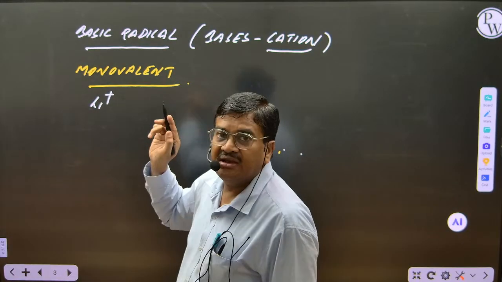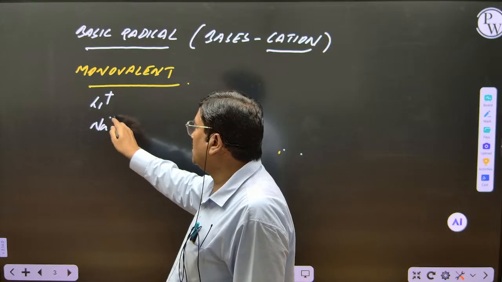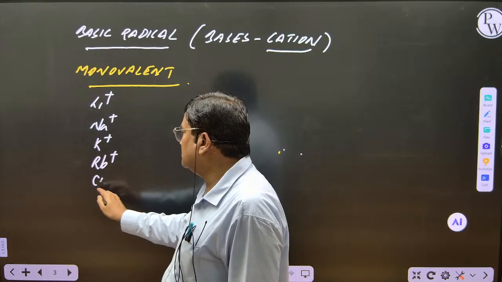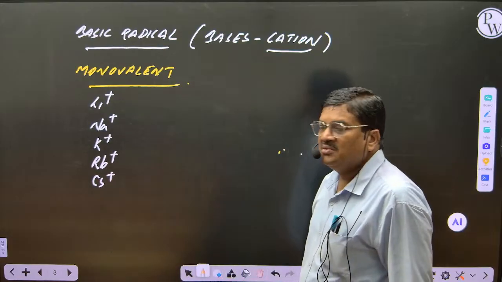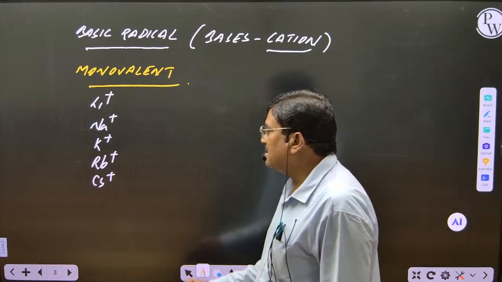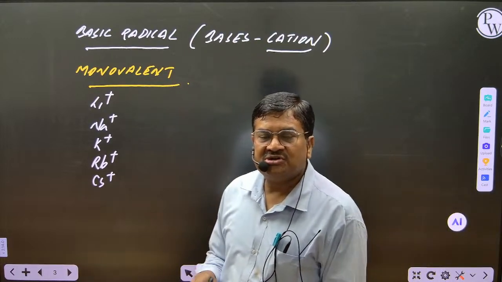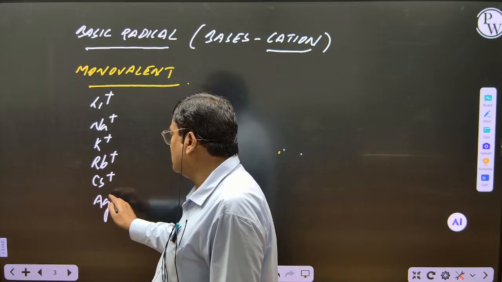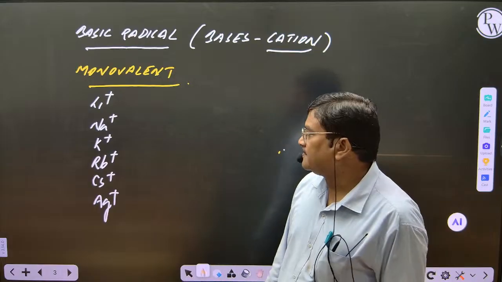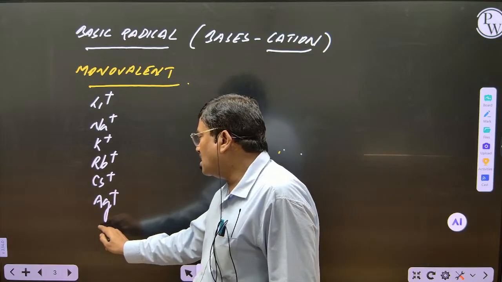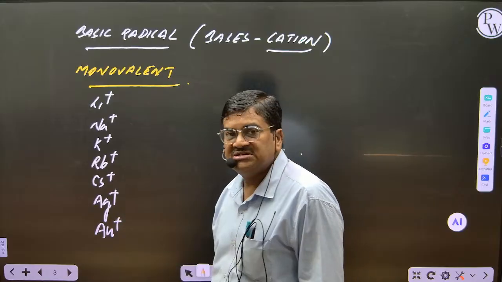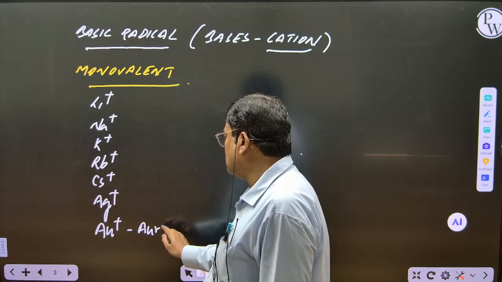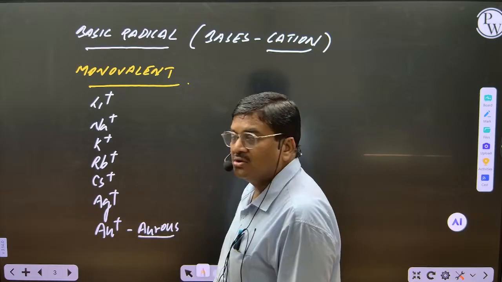In 10th standard you must study lithium. Lithium valence is 1. Sodium, potassium, rubidium, cesium. These are all monovalent. And you know silver, D block element. Lower will be us, higher will be ic. This is silver. Silver valency 1. And I am continuing with Aurus. Au plus is called Aurus. Aurus is what? Gold.